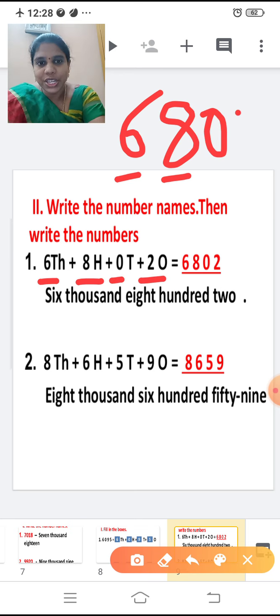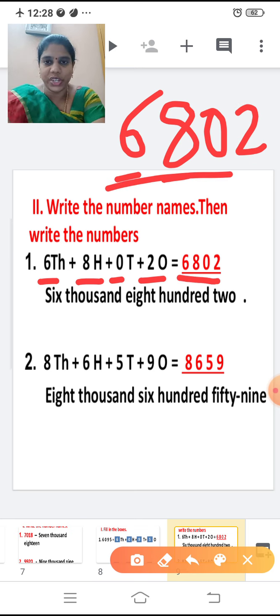How many ones? 2 ones. So the number formed is 6,802. Just read the question carefully and write the number. 6,000. So 6 in the thousands place. 800. So 8 in the hundreds place. And 0 tens. So 0 in the tens place. And 2 ones. 2 in the ones place.